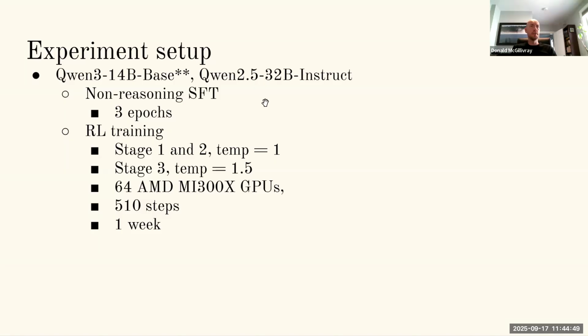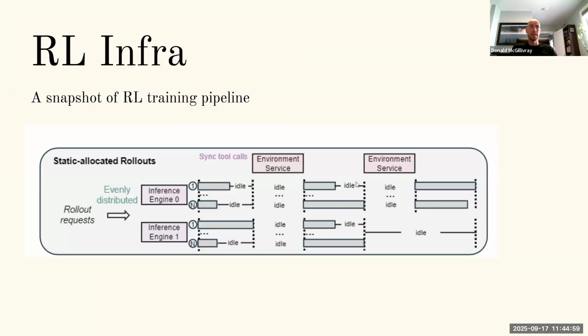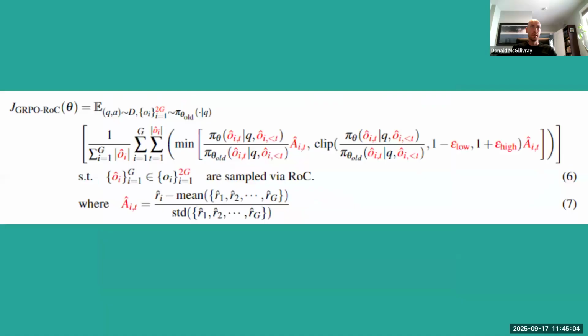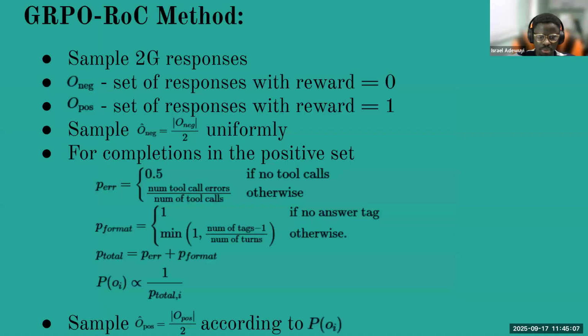They used 0.5. If you go back a few slides to the errors in the training procedure. What slide specifically? Right here. Okay. For the positive set, 0.5 if no tool calls. Did they play with these parameters at all? Because I was wondering that too. It seems very small.